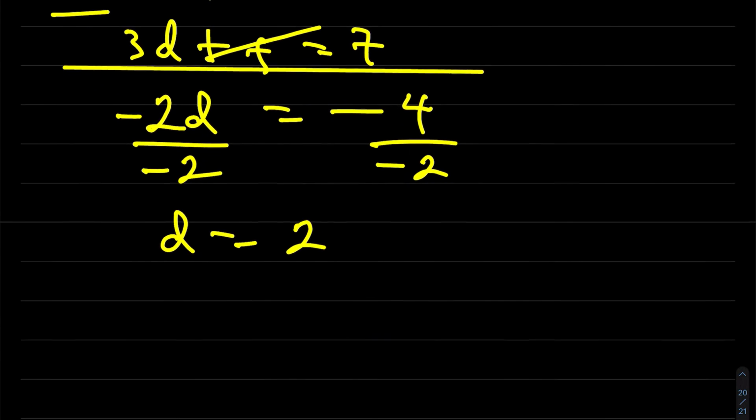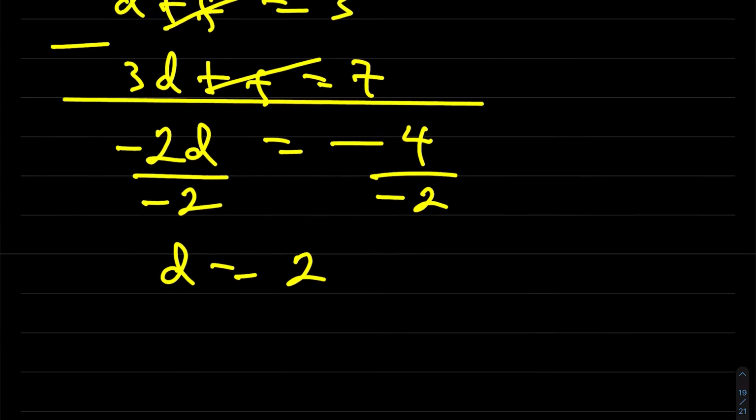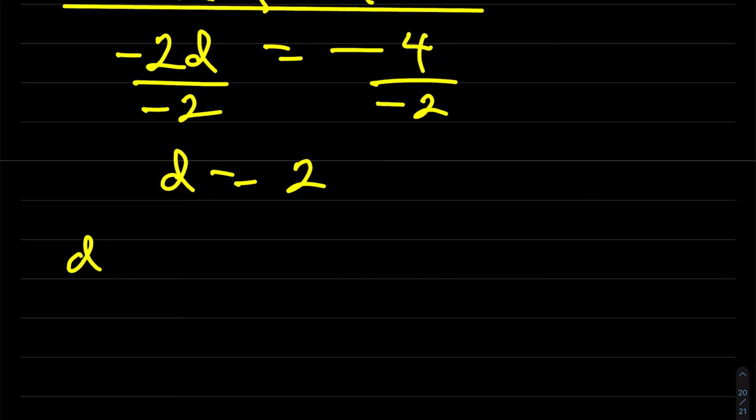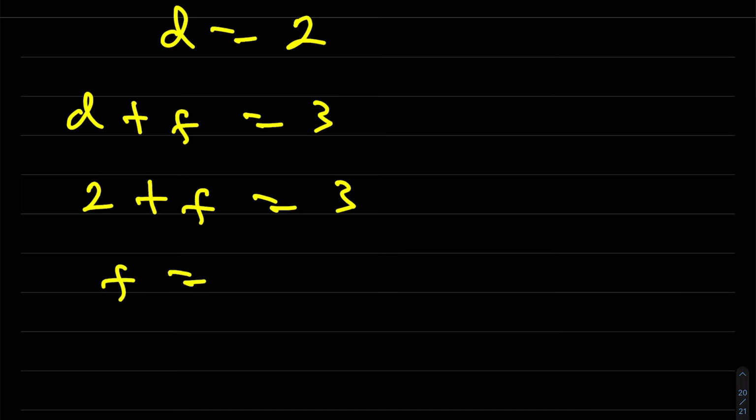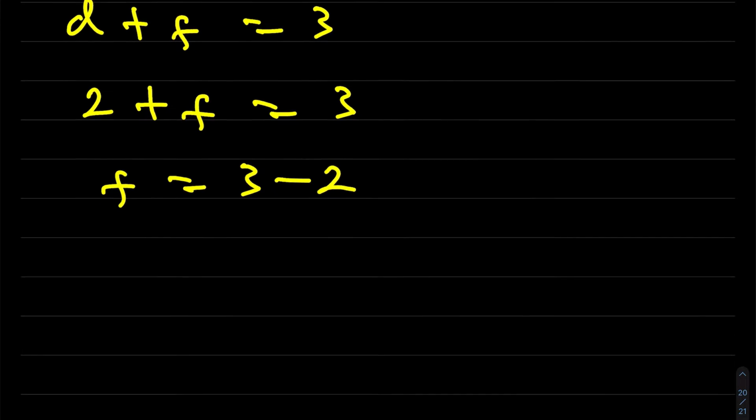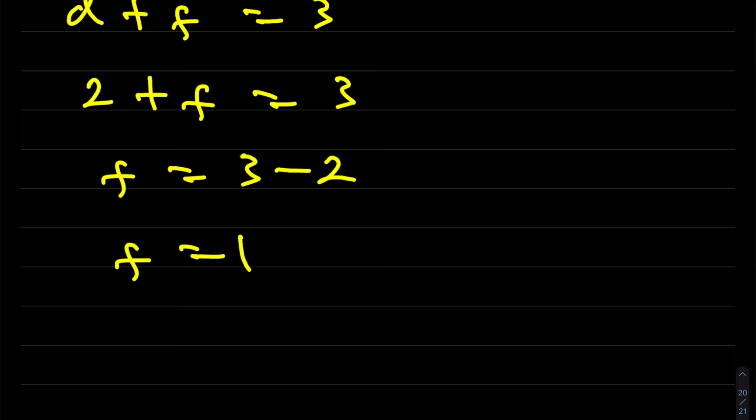That's d. Now putting d in equation 1, d plus f equals 3, that simply means 2 plus f equals 3, which means f equals 3 minus 2. And that means f equals 1.